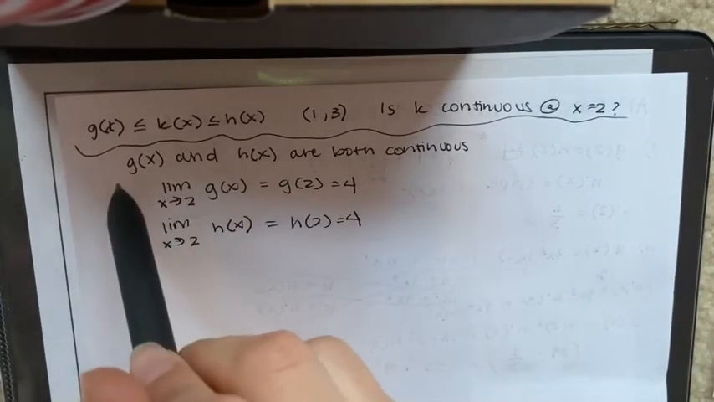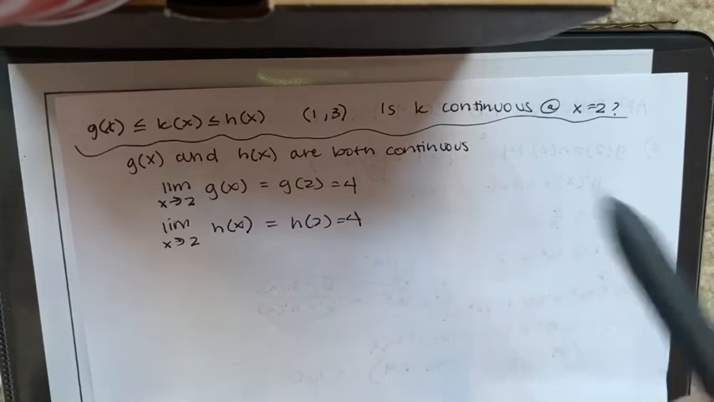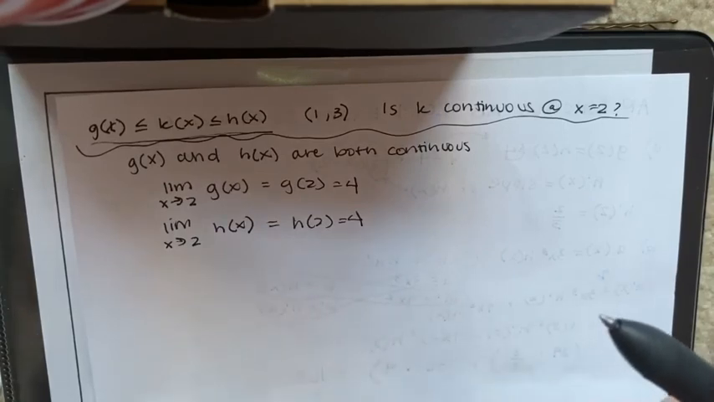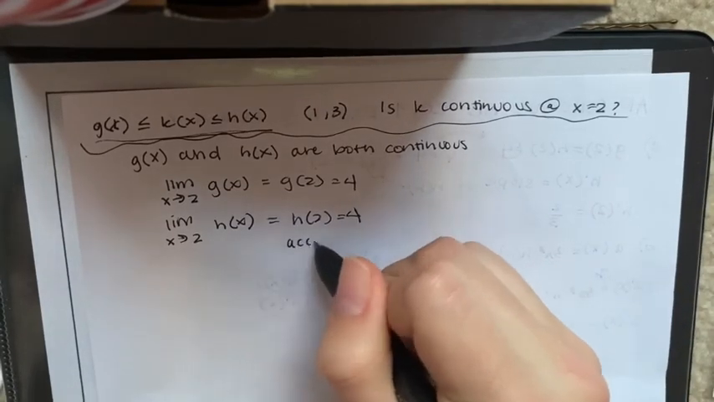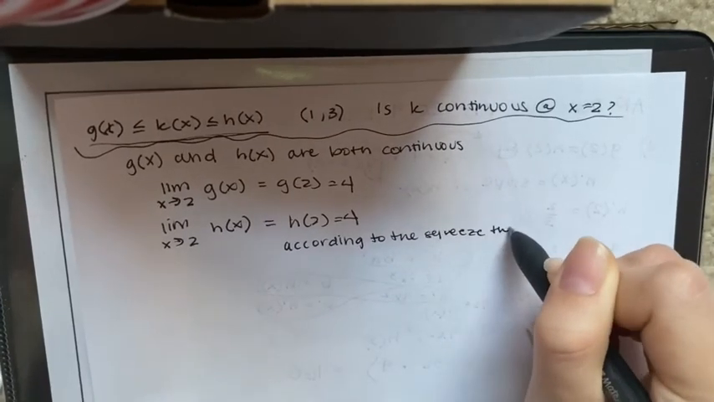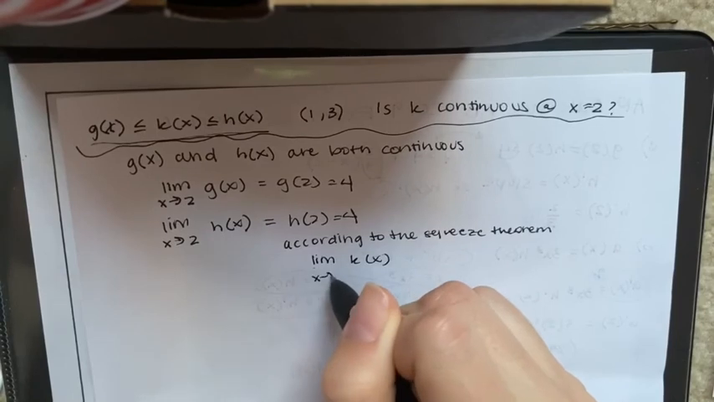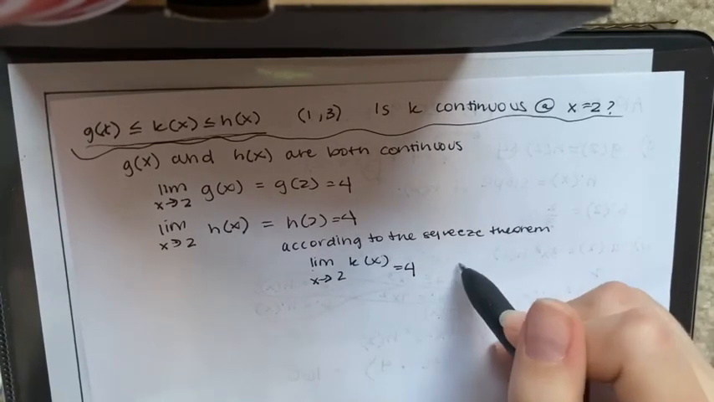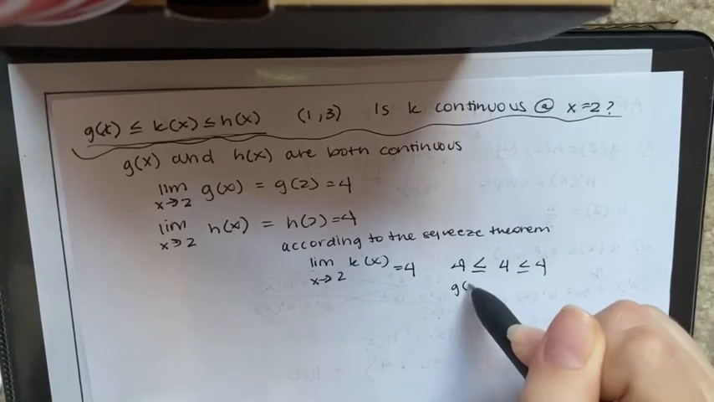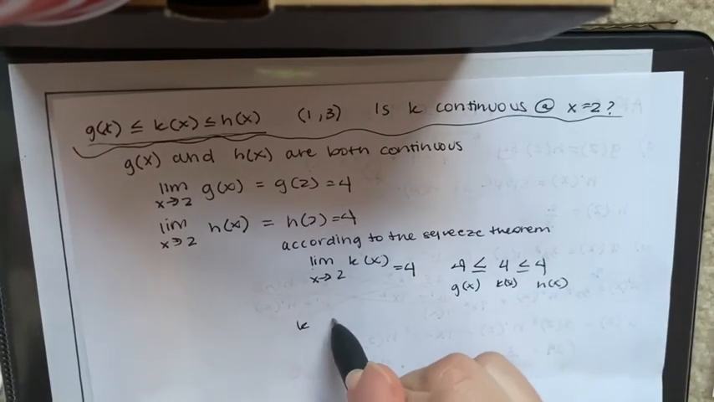So this usually sets you up for some sort of theorem, and the implication of continuity. So because of this condition right here, the squeeze theorem applies here. And the squeeze theorem can tell you if k is continuous at x equals 2. So according to the squeeze theorem, the limit of k of x as x approaches 2 also equals 4. And so 4 is less than or equal to 4 is less than or equal to 4. Of course, these are all equal, but this is g, k, and h. So k is continuous.